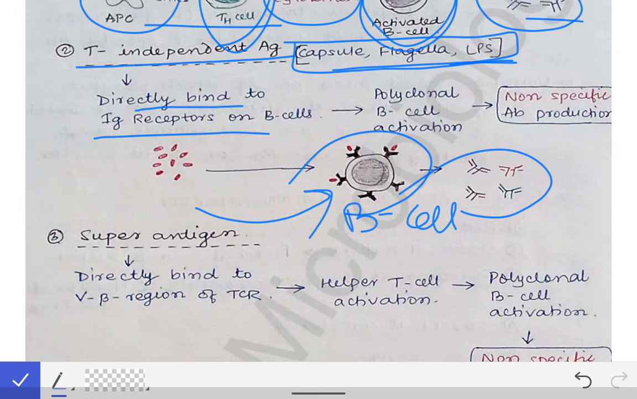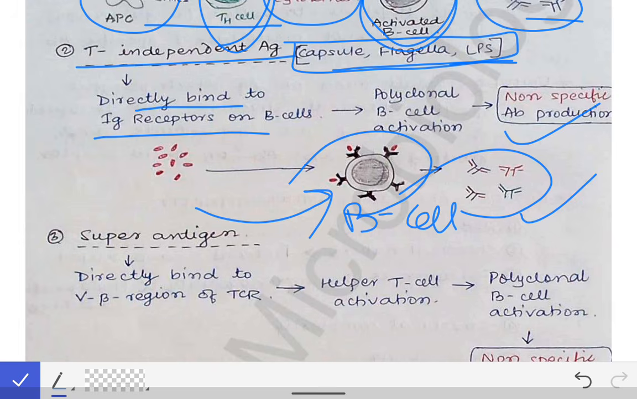Then he scolds all the students, all those rowdy students, and after scolding, he signs their documents. So scolding means non-specific antibodies are produced. Okay, so here non-specific antibodies are produced with the T-independent antigens. Okay, this is the story of the rowdy students.